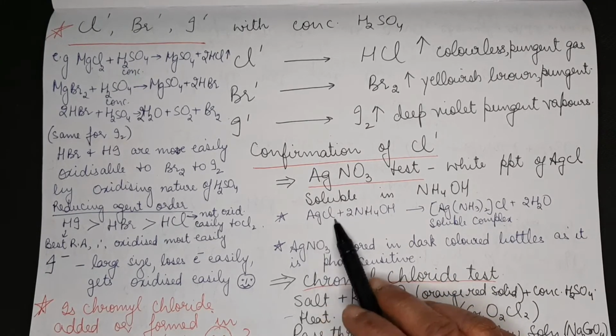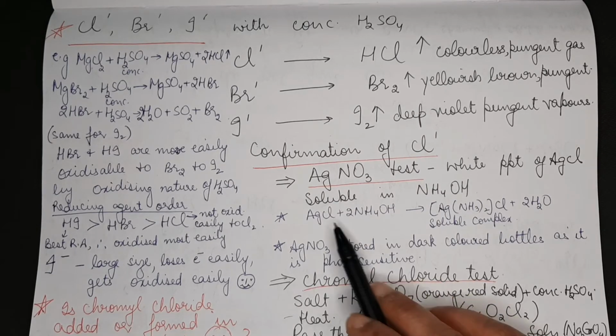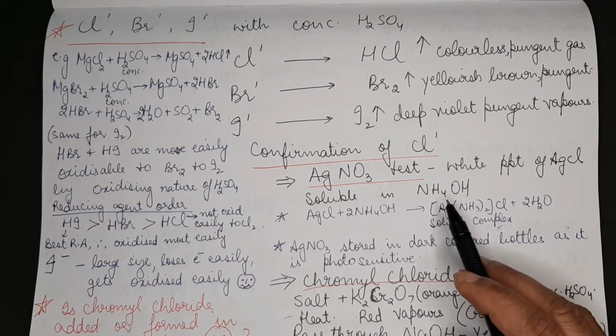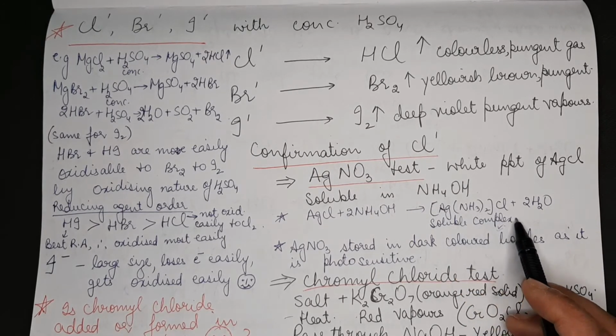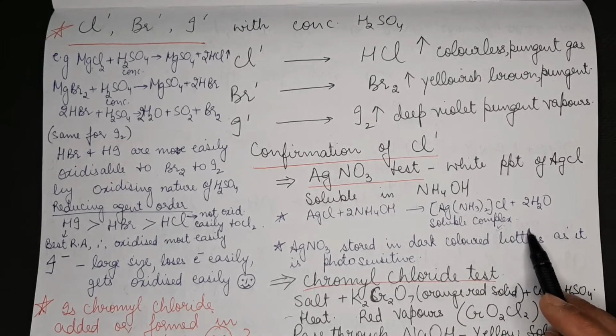Why is silver chloride precipitate soluble in ammonium hydroxide? You've done this also in p block. This is due to formation of a soluble complex. Please remember and know the formula of this soluble complex as well. Silver has coordination number 2. This is the formula of the soluble complex.